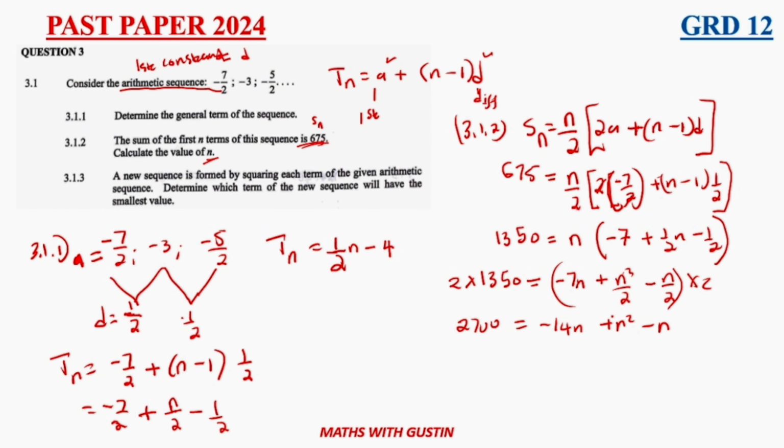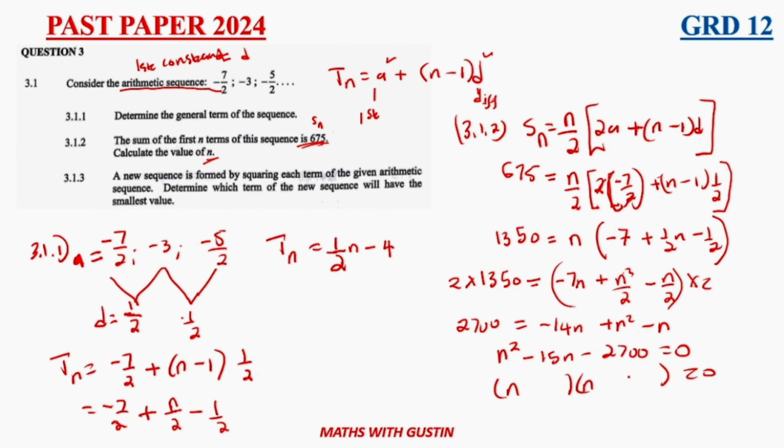So now if you take things to the other side, you should be left with n squared minus 15n minus 270 equal to 0. And then we go to our quadratic formula. Let me just do that now. I have already done that, guys.